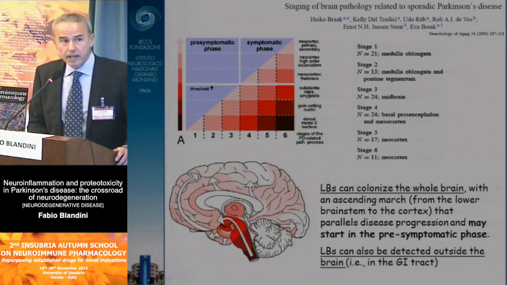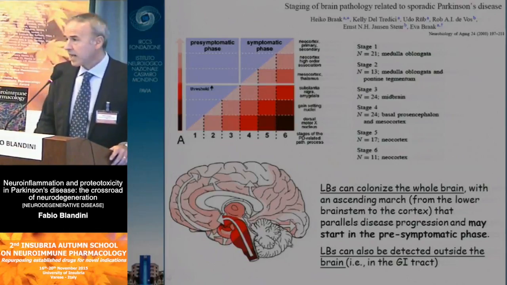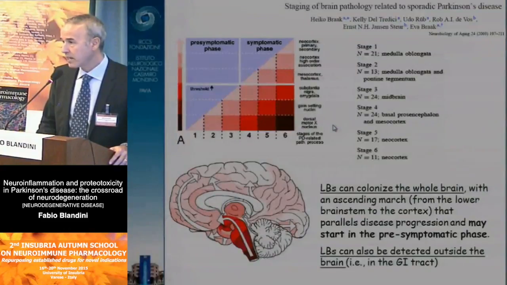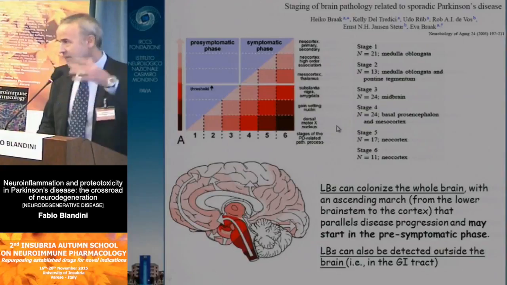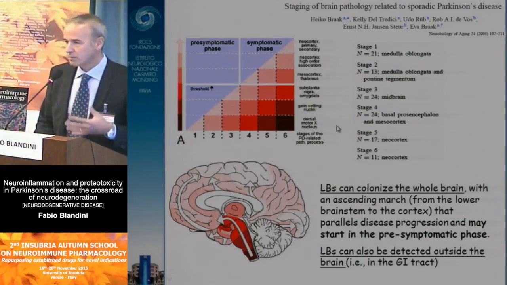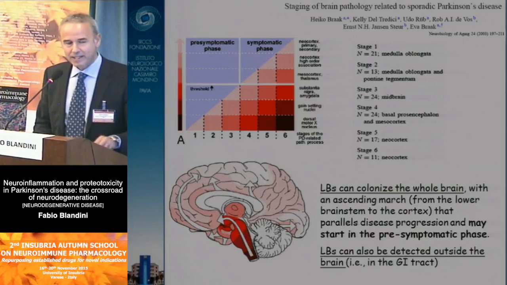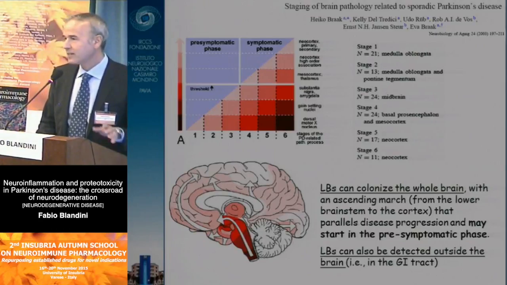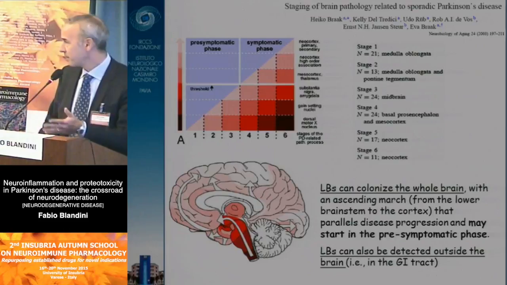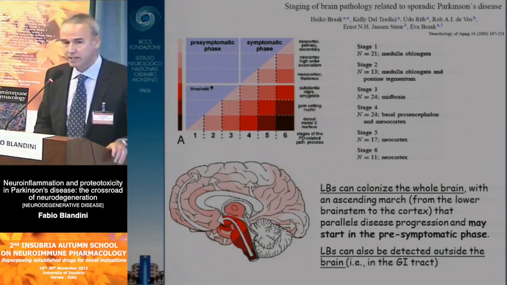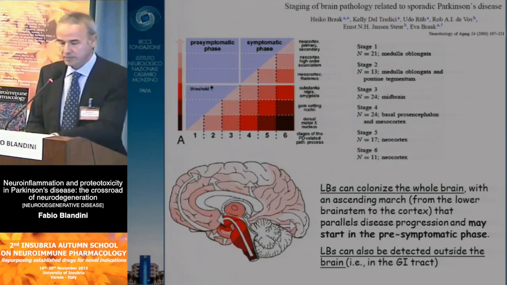Okay. And Lewy bodies can also be detected outside the brain. For example, the same group and others actually reported occurrence of Lewy bodies, for example, in the enteric nervous system, which led this group and others also to a hypothesis that the disease might also start from the periphery, from the intestine, for example, from the intestinal mucosa.